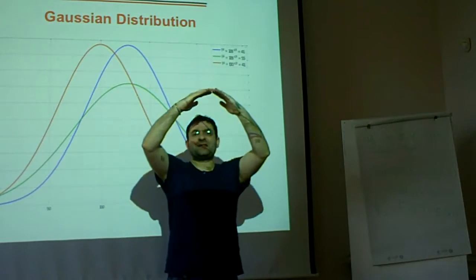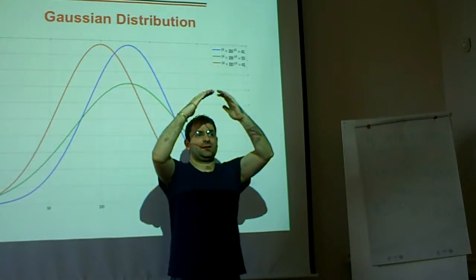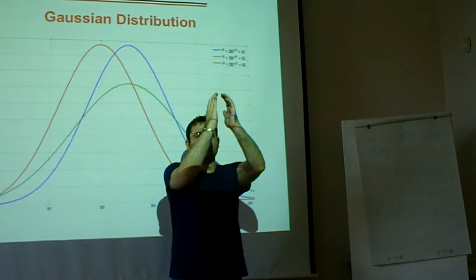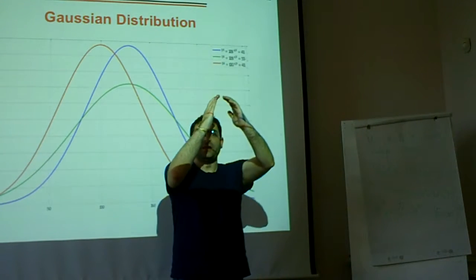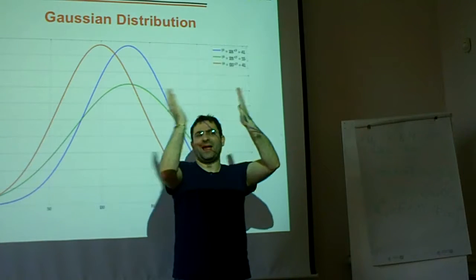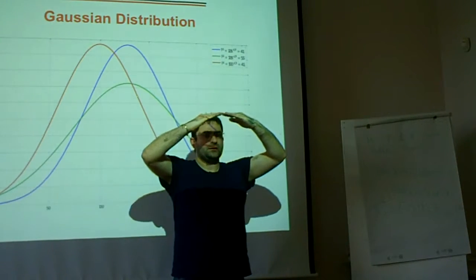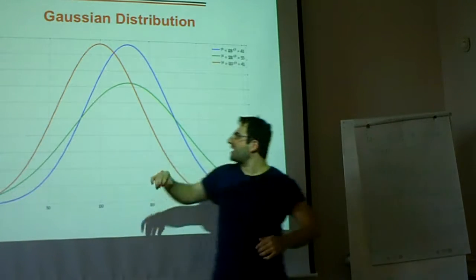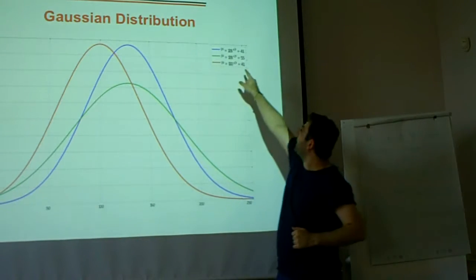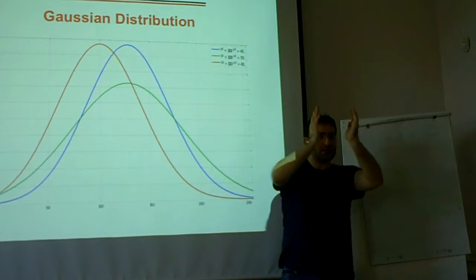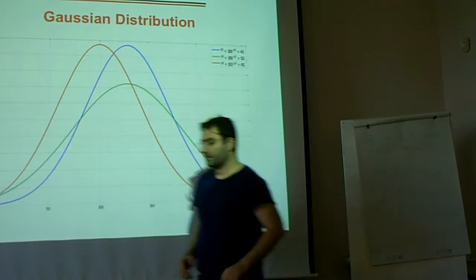If I reduce the variance, this bell will come together and become narrower and narrower. And if I make it big, the bell, or the hat, there are several names for it, will become bigger and bigger. So it becomes wider. As you can see in the green one, the standard deviation has been increased, so it becomes wider.